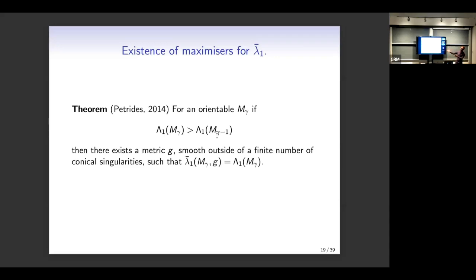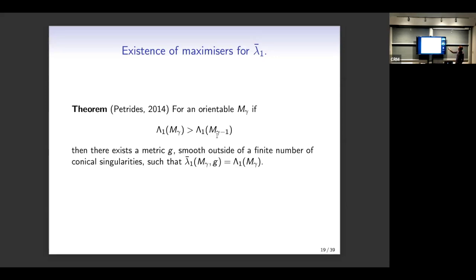So what this theorem says is that as long as you know that this sequence is not a maximizing sequence, there exists an honest smooth maximizer. The worst thing that could happen is that the handle collapses in the limit of almost maximizers. And this condition remains open in full generality. It's a big open question in the field: can you prove this for all gamma?